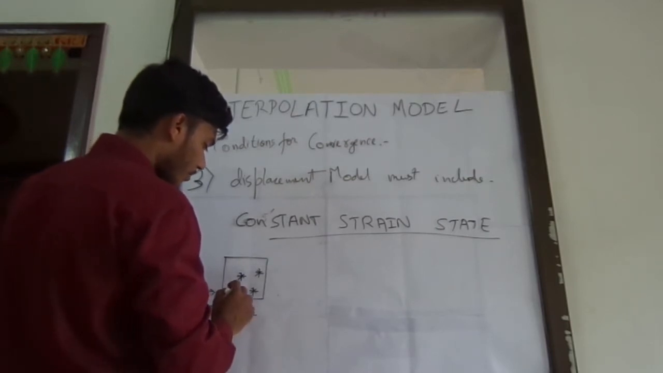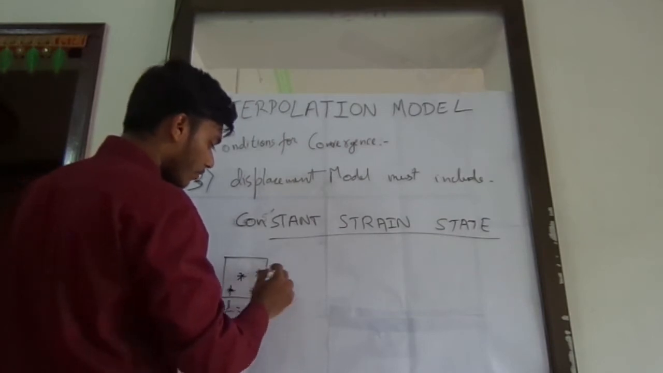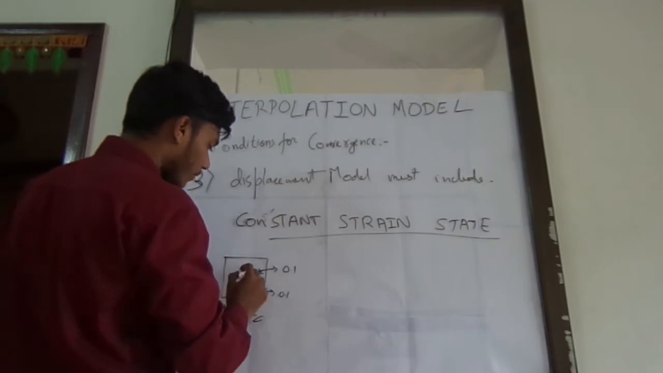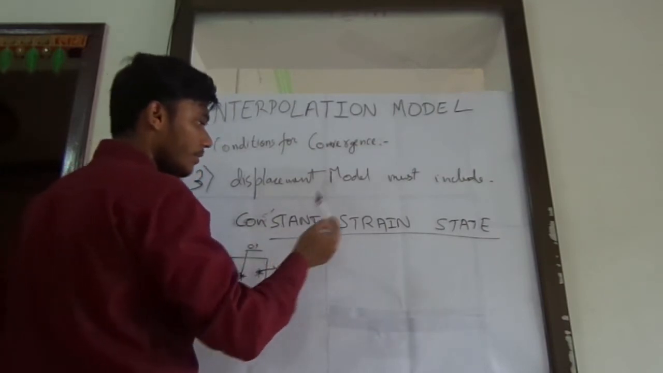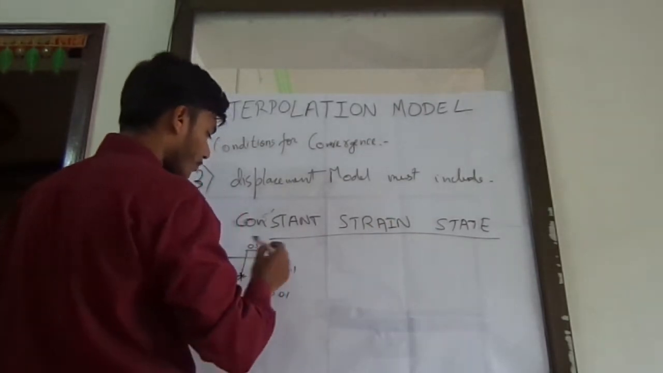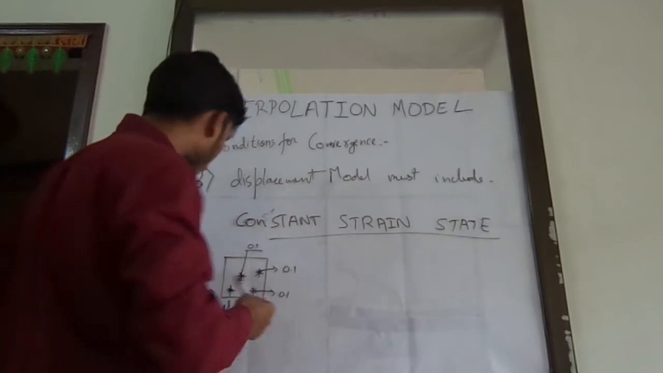Okay, so for this point if it is 0.1, for this point also it should be 0.1, for this point also it should be 0.1, for this point also it should be 0.1. So this is what constant strain state means. So at every point the strain has to be 0.1.